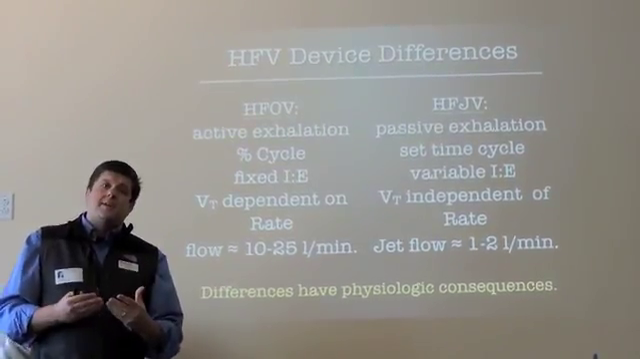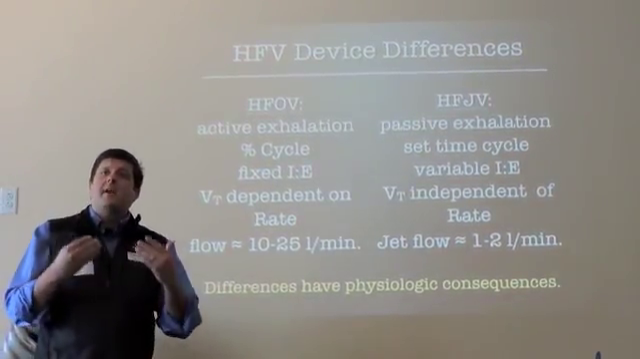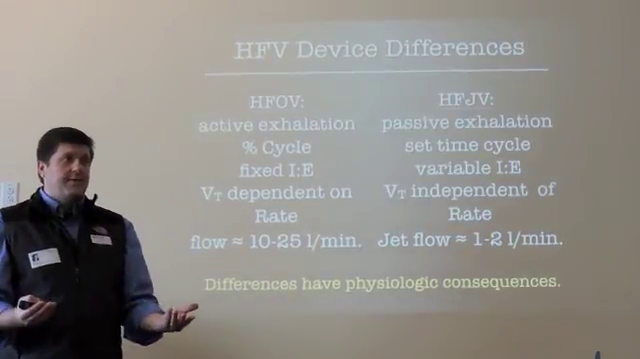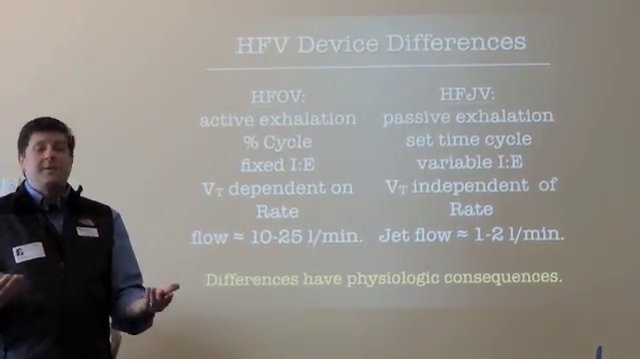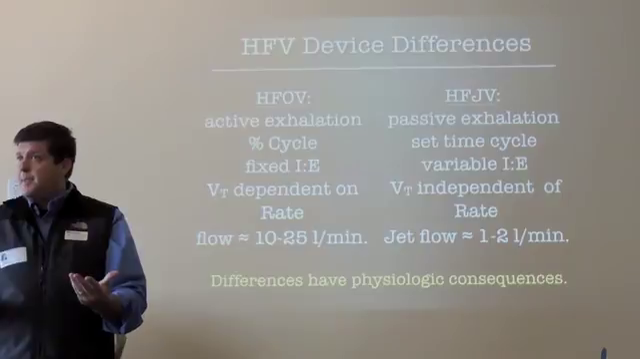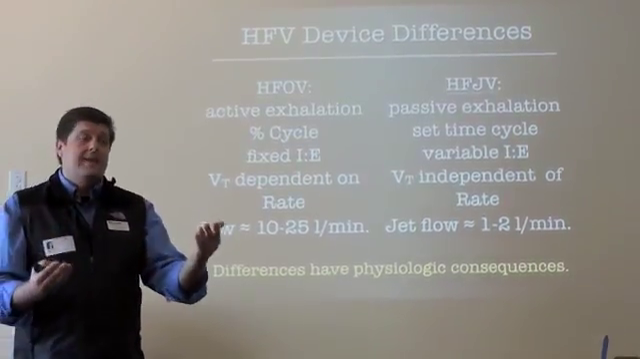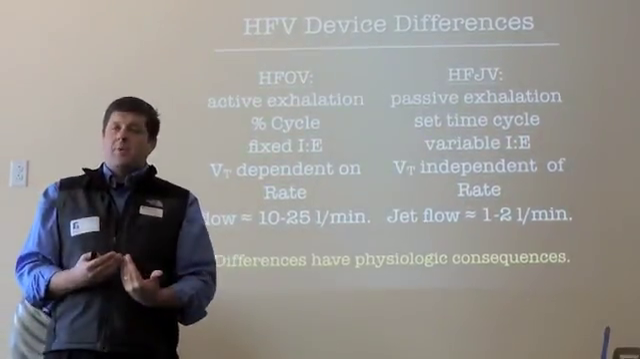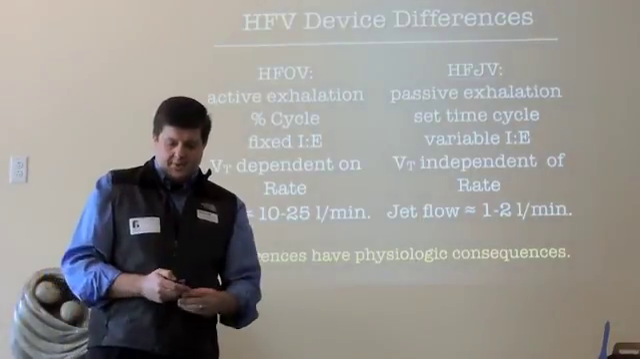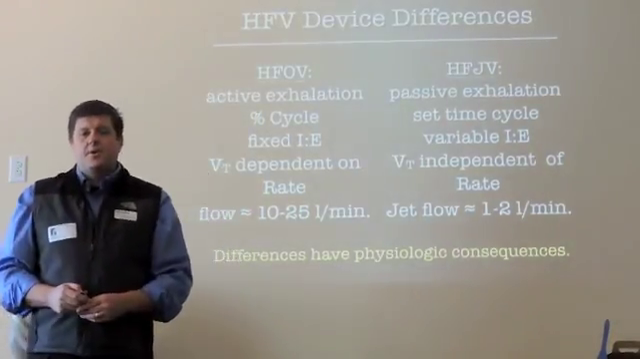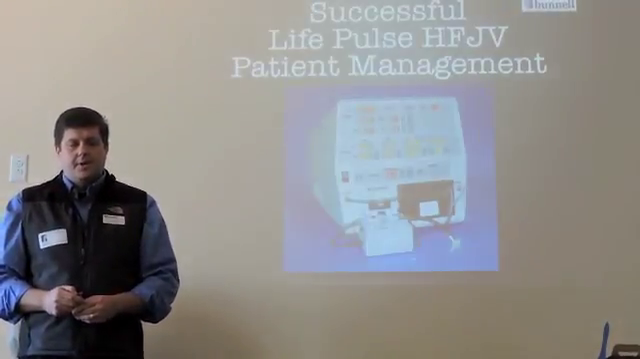And because your I time is set and fixed, your tidal volume is now set and fixed as well. Your tidal volume is only dependent on your jet PIP, or more specifically, your delta P. It doesn't matter what jet rate you're at, because your I time is always 0.02. And the jet uses incredibly low flow.